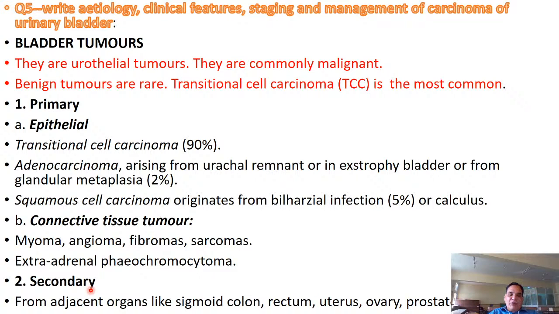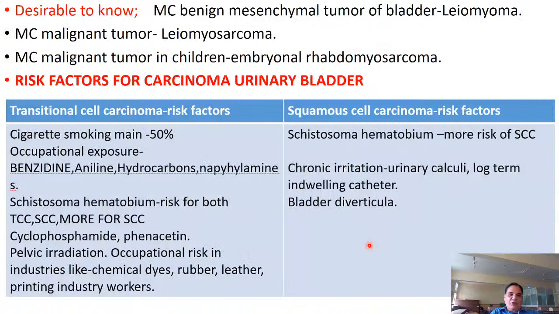Some adrenal tissues are left in the bladder. And secondary, where from do they occur? Secondaries in the bladder can occur from sigmoid colon, rectum, and in females uterus, ovary, and in males prostate. So these secondaries which are near the bladder can occur by local invasion. They are the secondaries into bladder carcinoma. So this is desirable. Remember this.